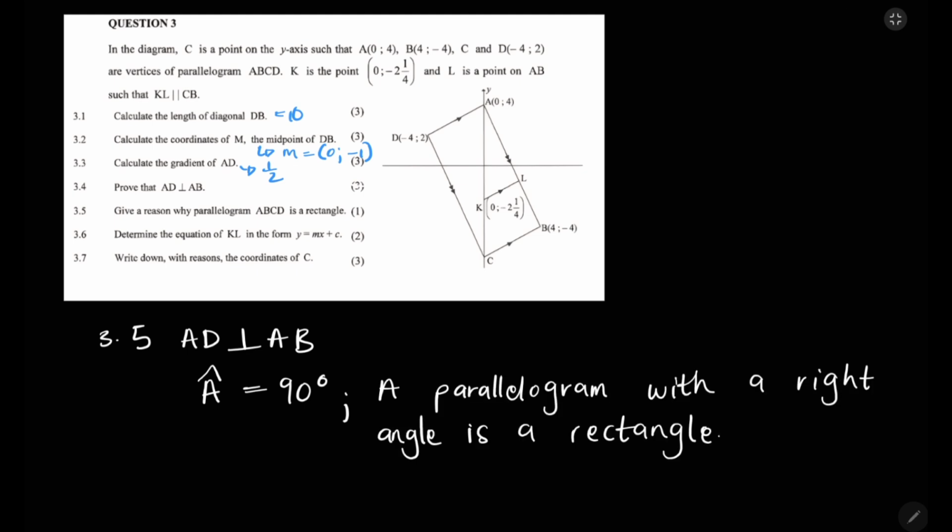So I wrote my statement and I also gave a reason. Now let's move to 3.6. Determine the equation of KL in the form y is equal to mx plus c. Remember, this is your straight line formula, mx plus c. You have to find your gradient. And to find the gradient, we can look at parallel lines as they have the same gradient.